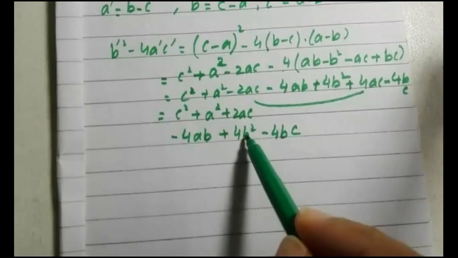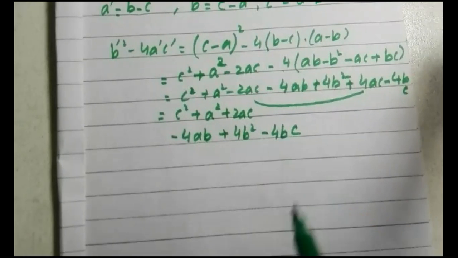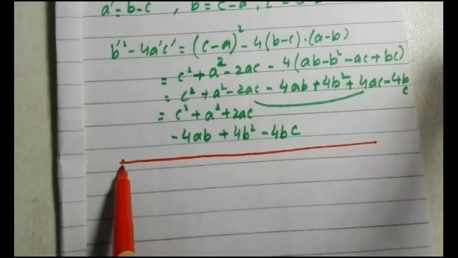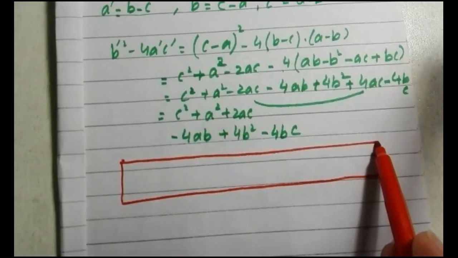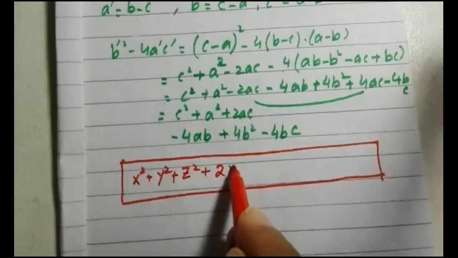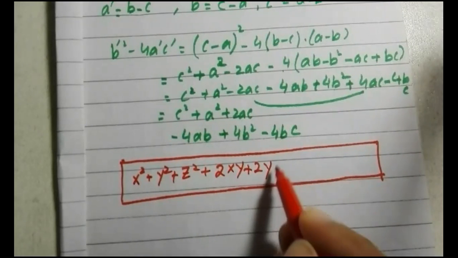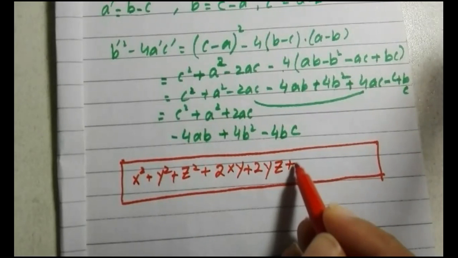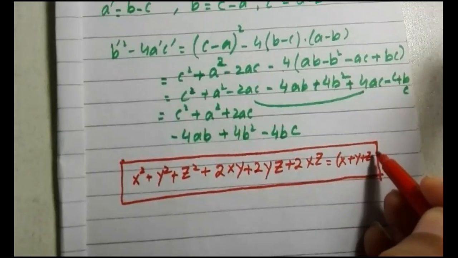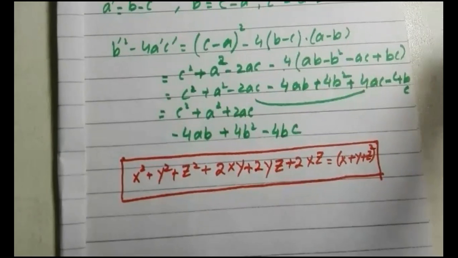The important thing, just as a reminder, I would write that I wanted to arrange these 6 terms in this format, that is x square, y square, z square, 2 times xy, 2 times yz, 2 times xz. It will become a perfect whole square, like this one. So we require this sort of thing.